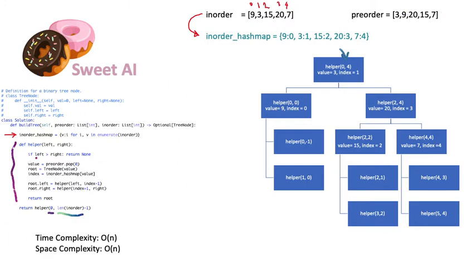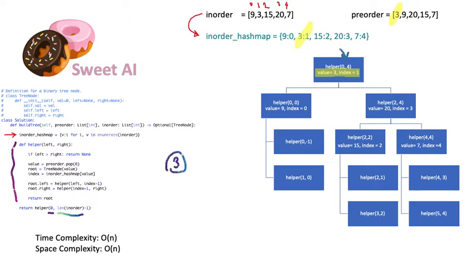What we are going to check here is whether the left index is not bigger than the right index, which is: 0 is not bigger than 4. If it is not, then we pop the first item at index 0 from the preorder array, which is 3, and create a node with that, right? Then we check this number 3's index in the hash map, which is index 1, as you see here.